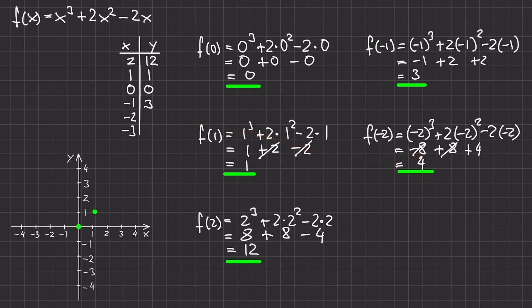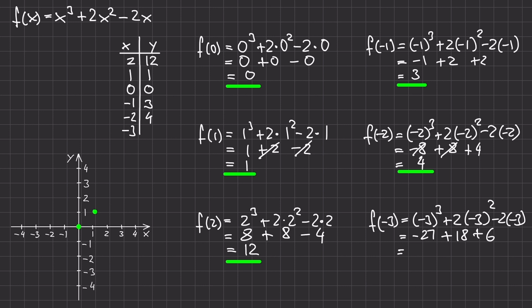Let's plug in our last x value, which is negative 3. So f of negative 3 equals negative 3 cubed plus 2 times negative 3 squared minus 2 times negative 3. Negative 3 cubed is negative 27. Negative 3 squared is 9 times 2 is 18. And negative 2 times negative 3 is positive 6. 18 plus 6 is 24, and 24 minus 27 is negative 3.